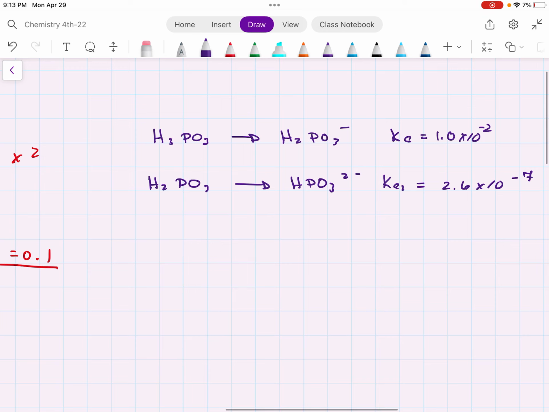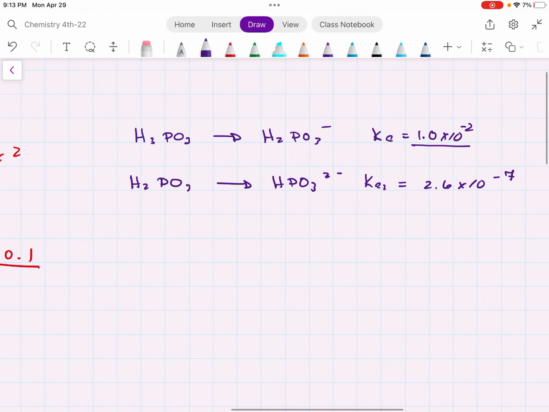Times 10 to the negative 7. So this is what I meant earlier, right? If you take a look at these two numbers, these are drastically different. And you can clearly see that the Ka2 is a lot smaller. So all the contributions that this acid is going to have in terms of hydrogen is going to be really, really small.